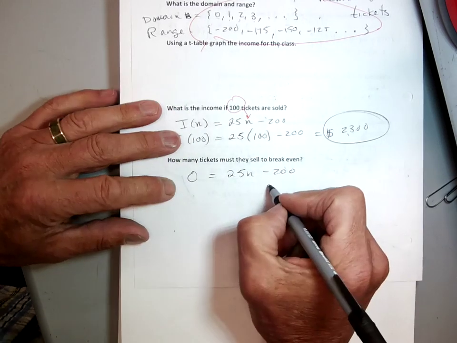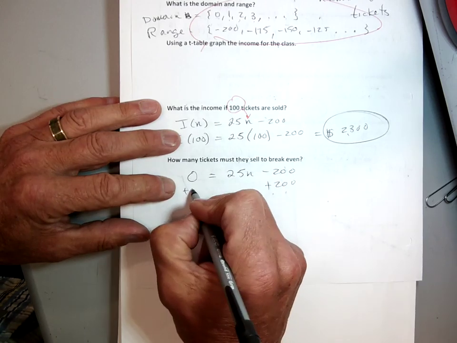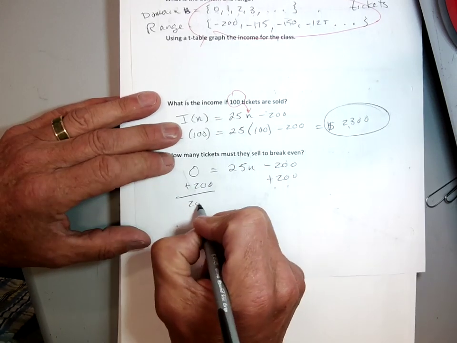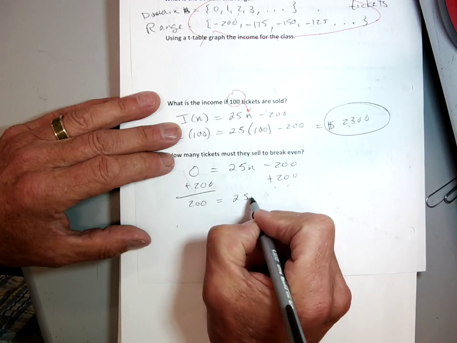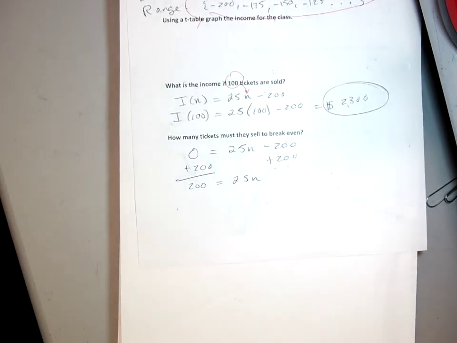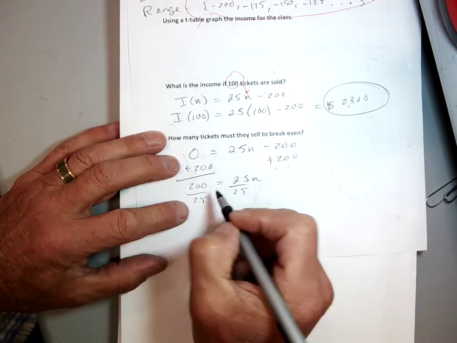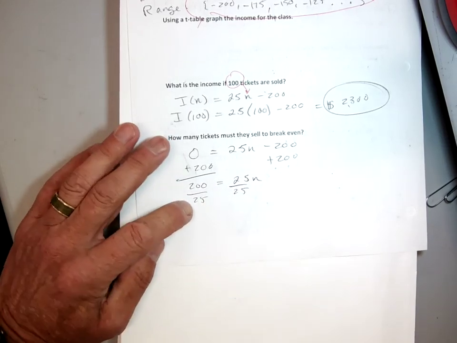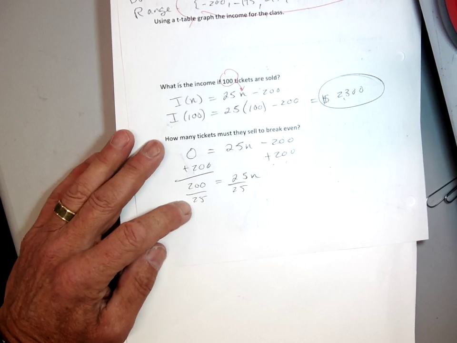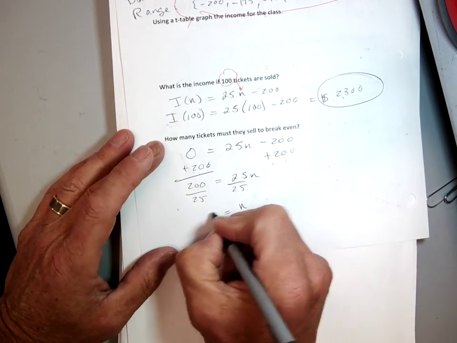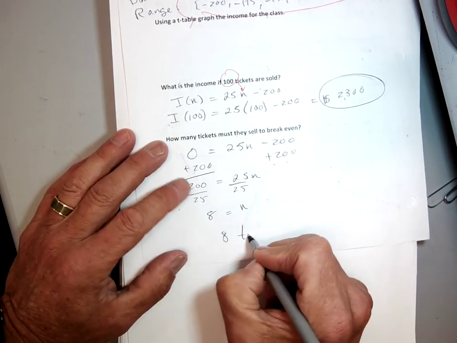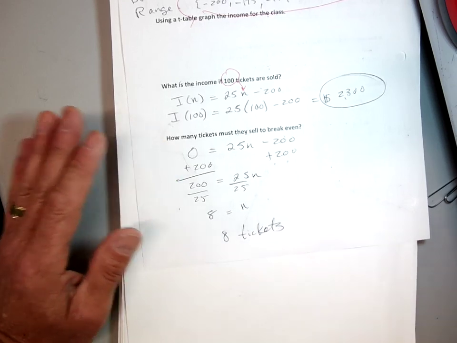Let's solve. Plus 200, plus 200. I get 200 equals 25n. Divide by 25, divide by 25. And what's 200 divided by 25? Sure enough, I get 8. So that's 8 tickets, and I saw that in 2 ways.